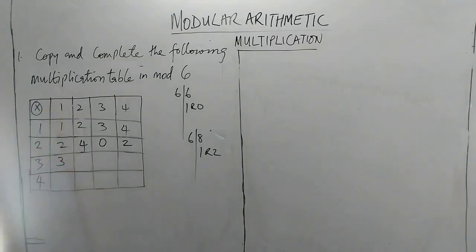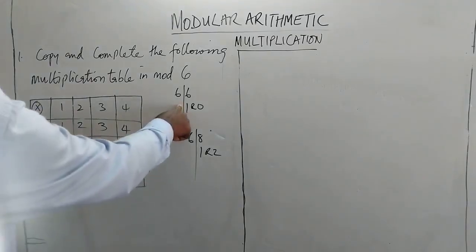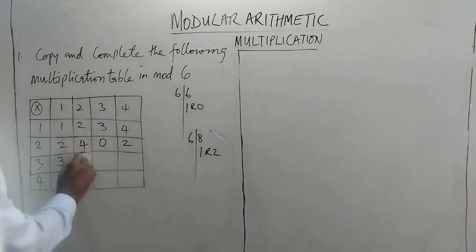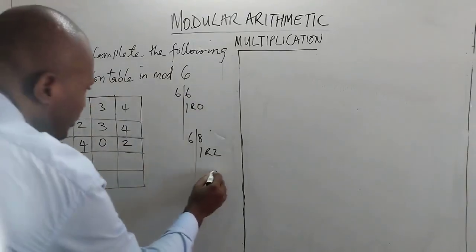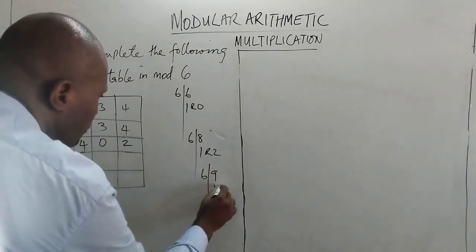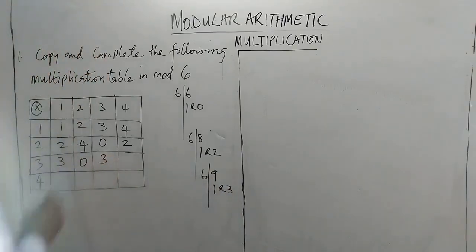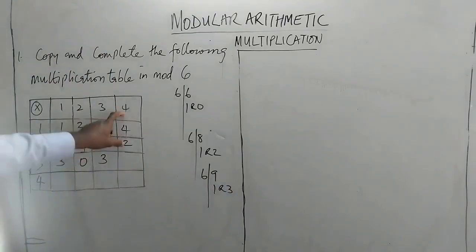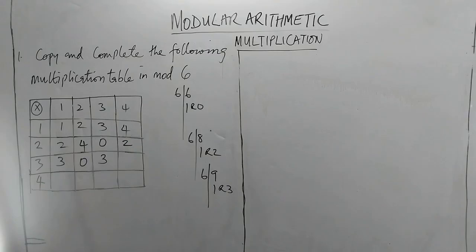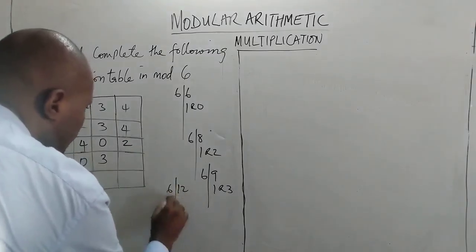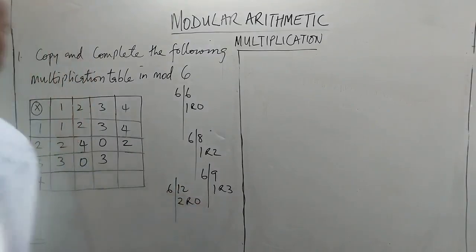3 times 1 will give you 3. 3 is allowed. 3 times 2, 6. 6 is not allowed. We have handled that before. That will give you 0. Then 3 times 3 will give you 9. 9 is not allowed. We divide. 1 remainder 3. We write the remainder. 3 times 4 will give you 12. 12 is not allowed. We divide again. 2 remainder 0. You write the remainder.